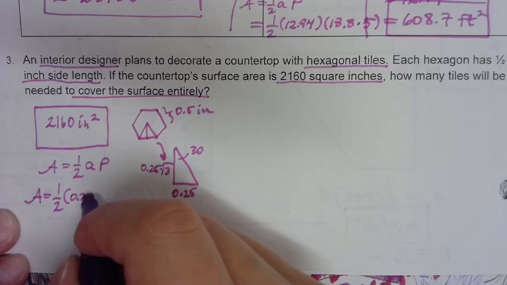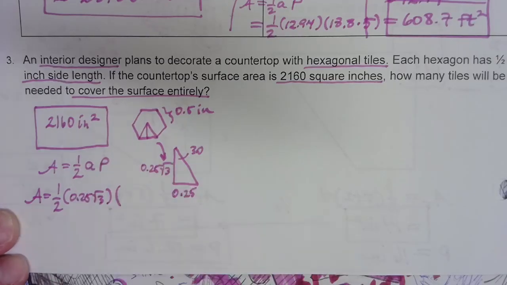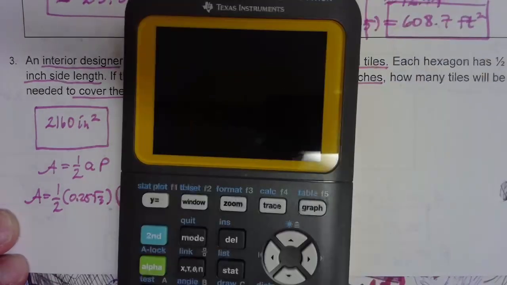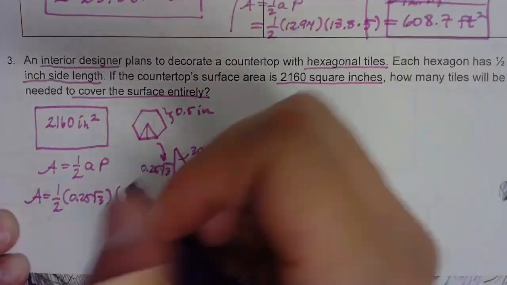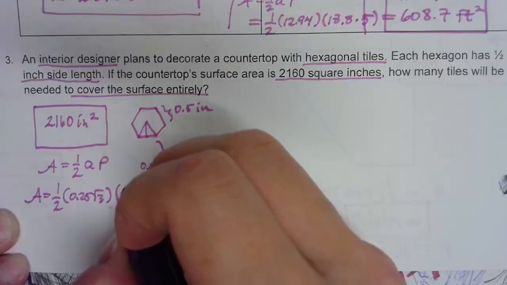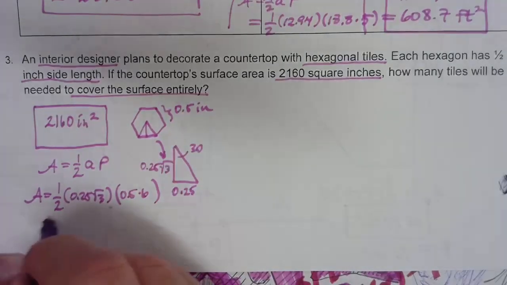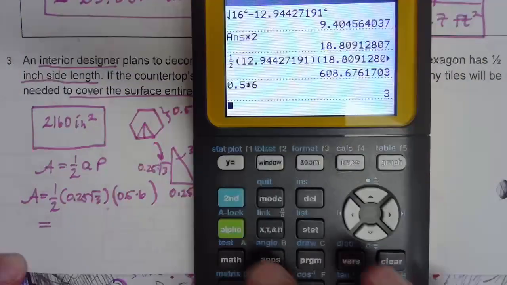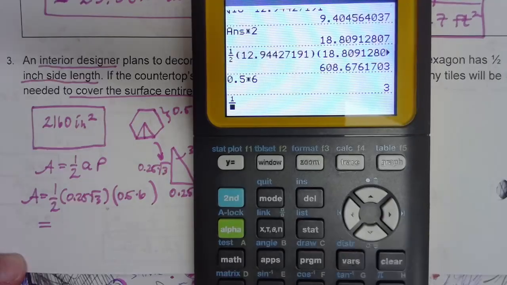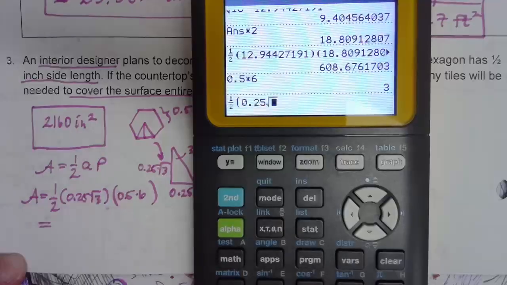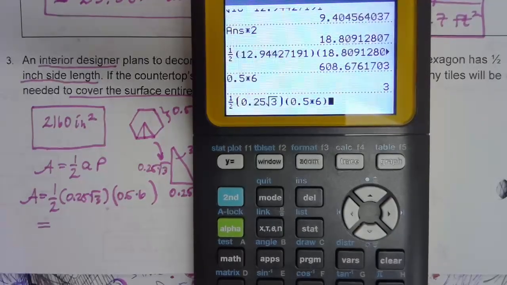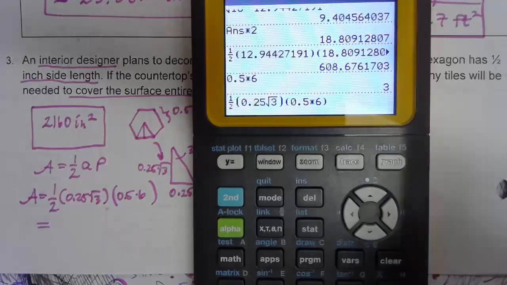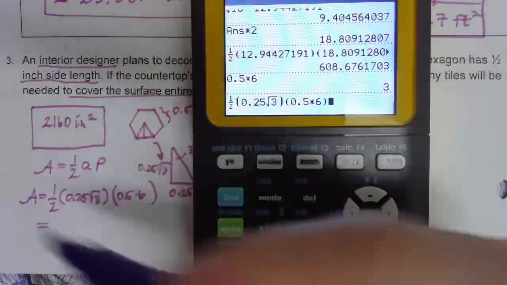We have 0.25 root 3 for the apothem. And then on the outside, if each side is a half inch, that times 6 gives you 3 inches total for the perimeter. So I'm just going to put 0.5 times 6 for the purposes of the notes. And bam! We'll plug this all in to get 1 divided by 2 times 0.25 root 3 and 0.5 times 6. Ladies and gentlemen, how many of you would have done this whole problem all over again?